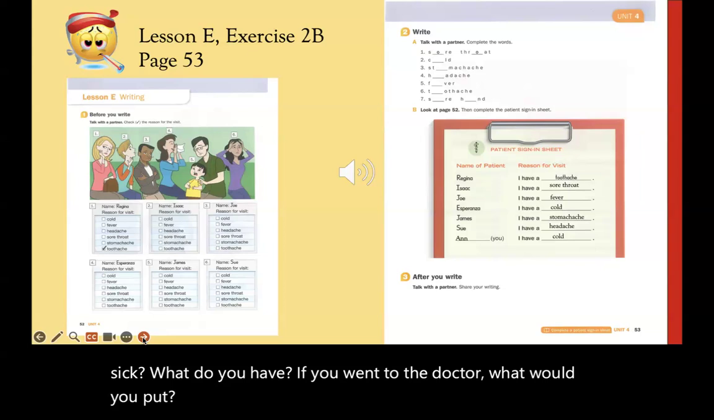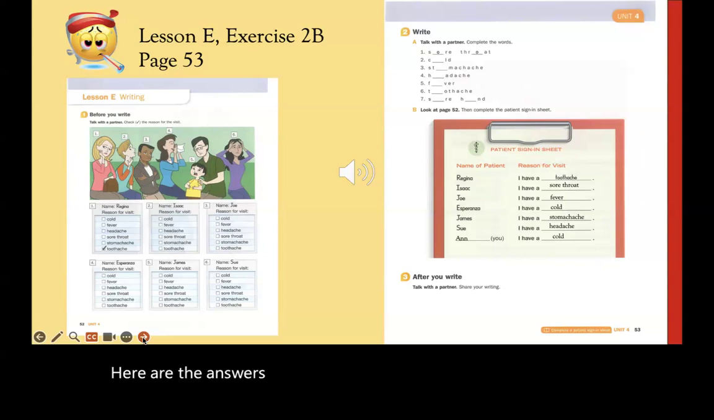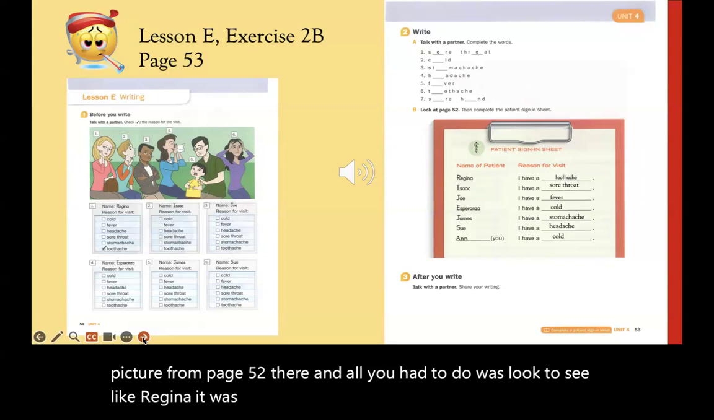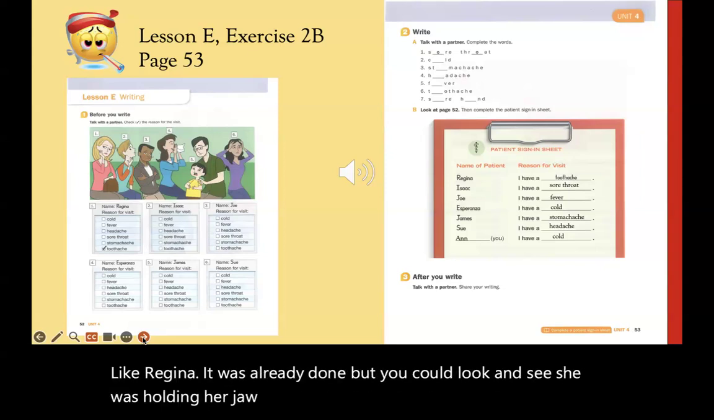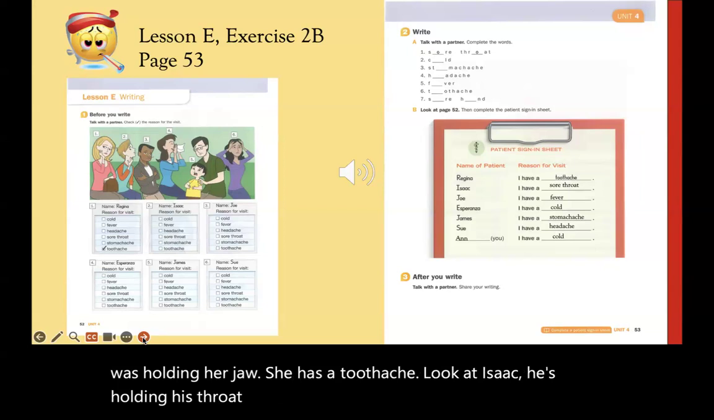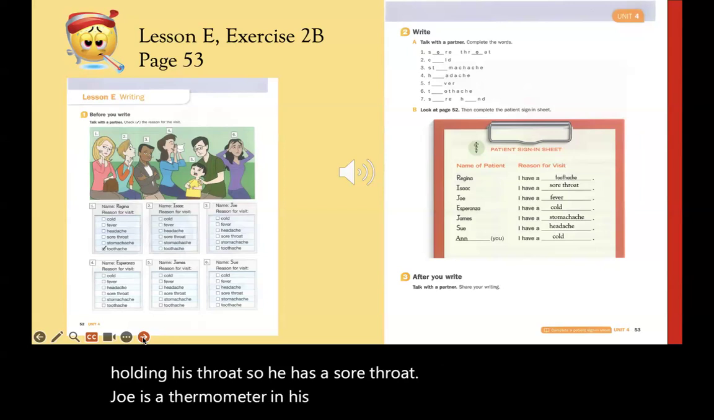Here are the answers for exercise 2B. And remember, I put the picture from page 52 there. And all you had to do was look to see, like Regina, it was already done, but you could look and see she was holding her jaw. She has a toothache. Look at Isaac. He's holding his throat, so he has a sore throat. Joe has a thermometer in his mouth. He has a fever.